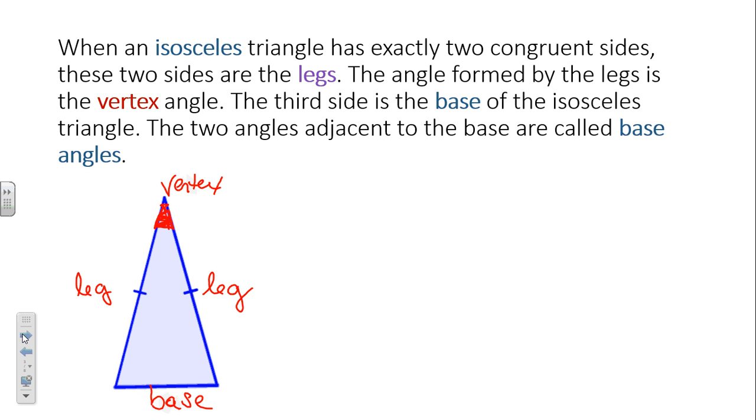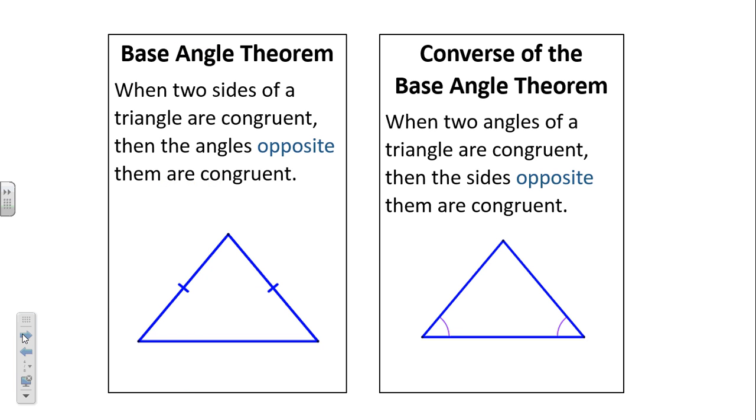The reason we want to know what the base angles are is we have something called the base angle theorem. The base angle theorem says that when two sides of a triangle are congruent, then the angles opposite them are congruent. Okay? When two sides of a triangle are congruent, then the angles opposite them are congruent.